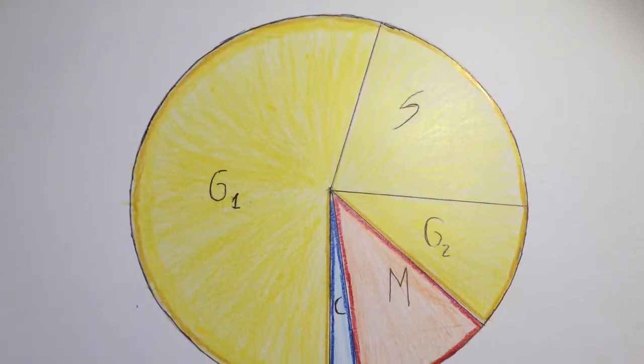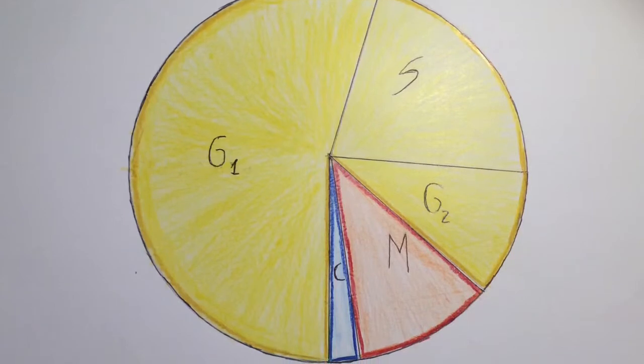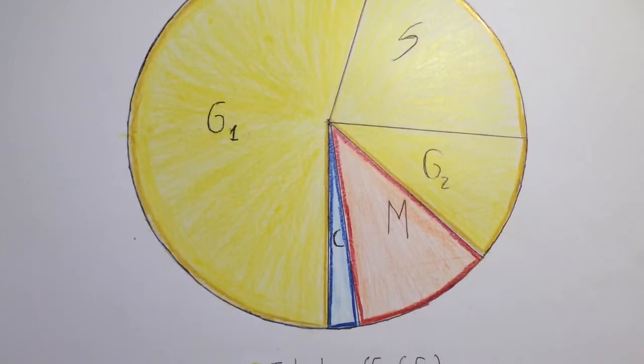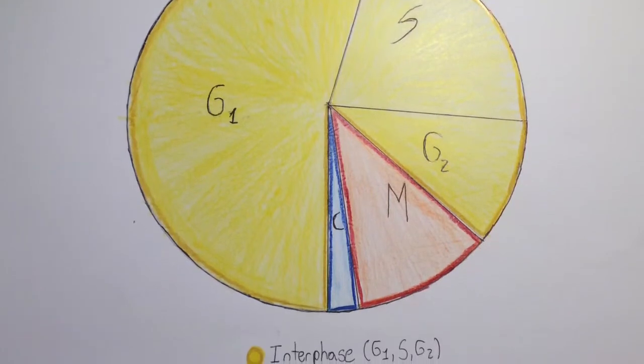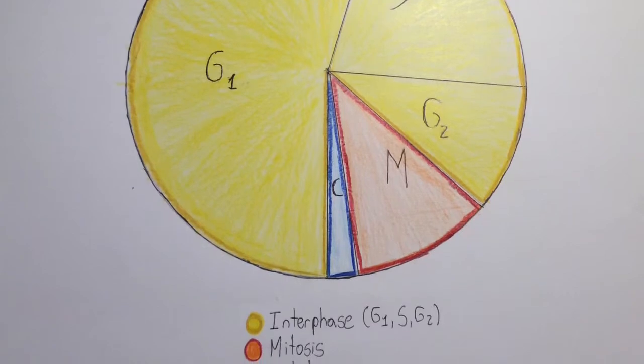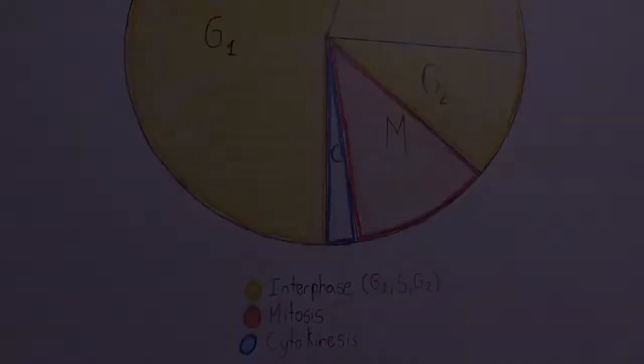In G1, which is the longest part of interphase, happens the growth of the cell. In S happens the DNA replication, and in G2, the cell prepares itself for cell division by making a second copy of all its organelles.